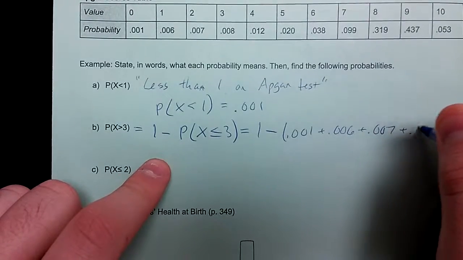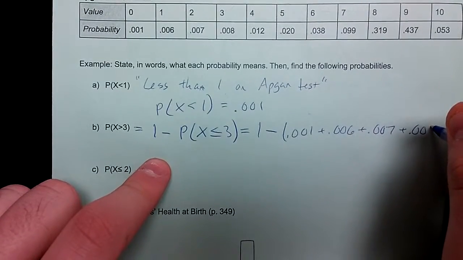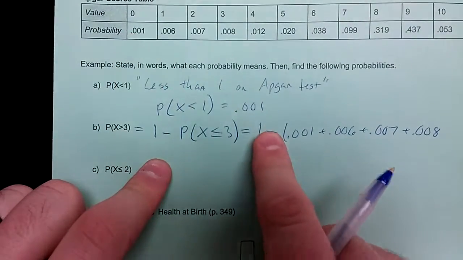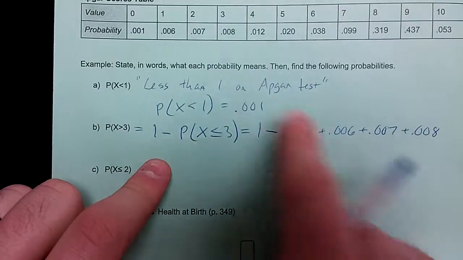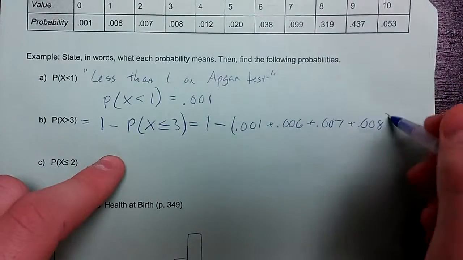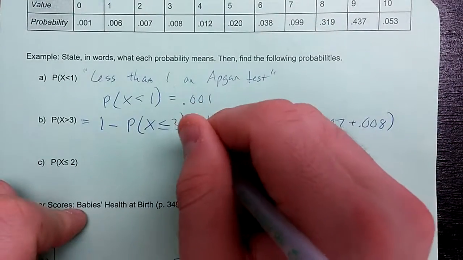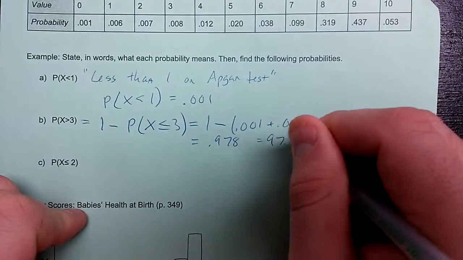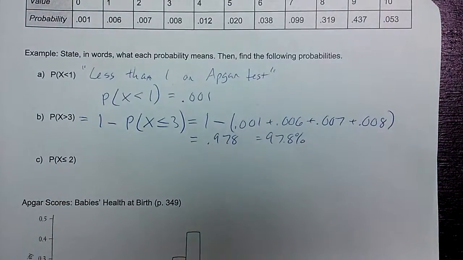These are the 4 probabilities I'm getting from the table, 0 through 3. All right, 0.001, 0.001, 0.006, 0.006, and so on. When you do your math there, you get 0.978, or you can write it as a percentage. Doesn't matter to me, 97.8%.